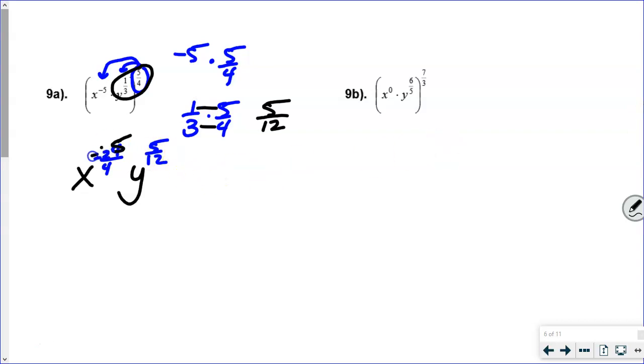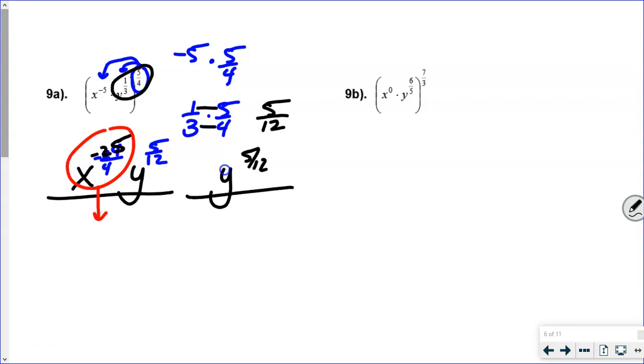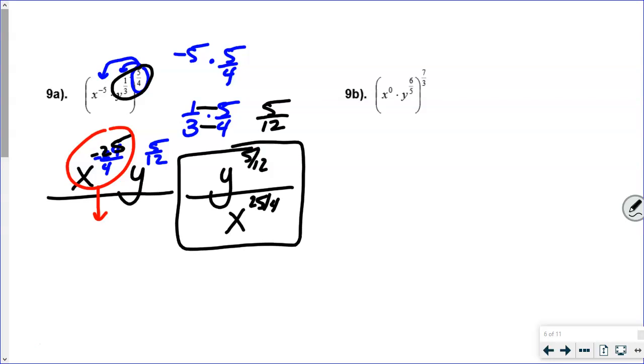All right, so now, are we happy with this answer? Me neither. Why not? There we go. All right, so the y to the 5/12 can stay up top. But he said move the x to the 25/4 to the denominator, and now it's positive. Wow, that's sloppy writing. My bad. Thank you. All right.